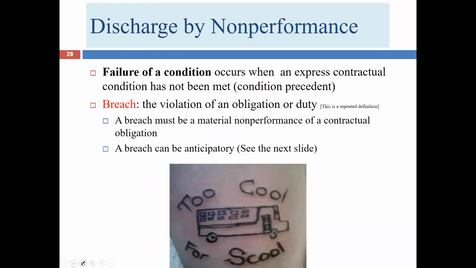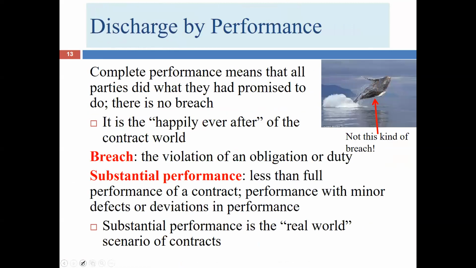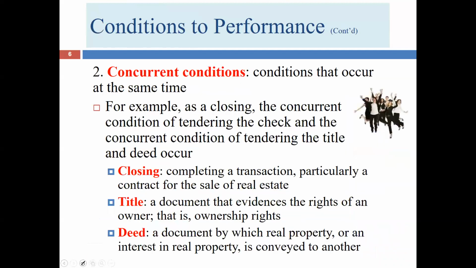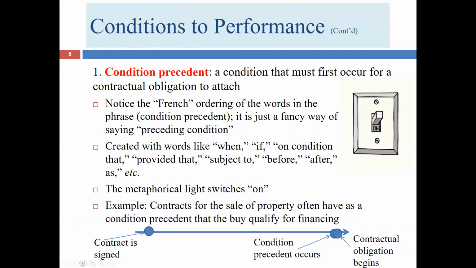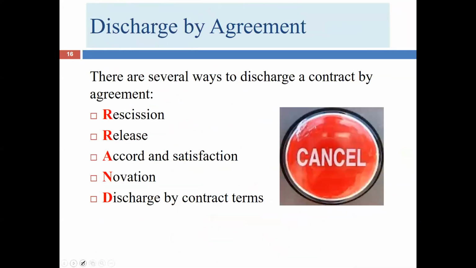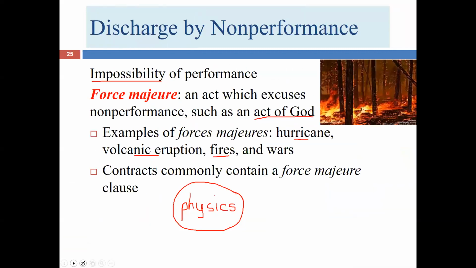Okay, let's consider another failure of another discharge by non-performance, and this is failure of condition. We talked earlier about condition subsequent that turns a duty off, and conditions precedent that turns a duty on. Here we're talking about condition precedent, but I suppose you could talk about a condition subsequent that actually happens.